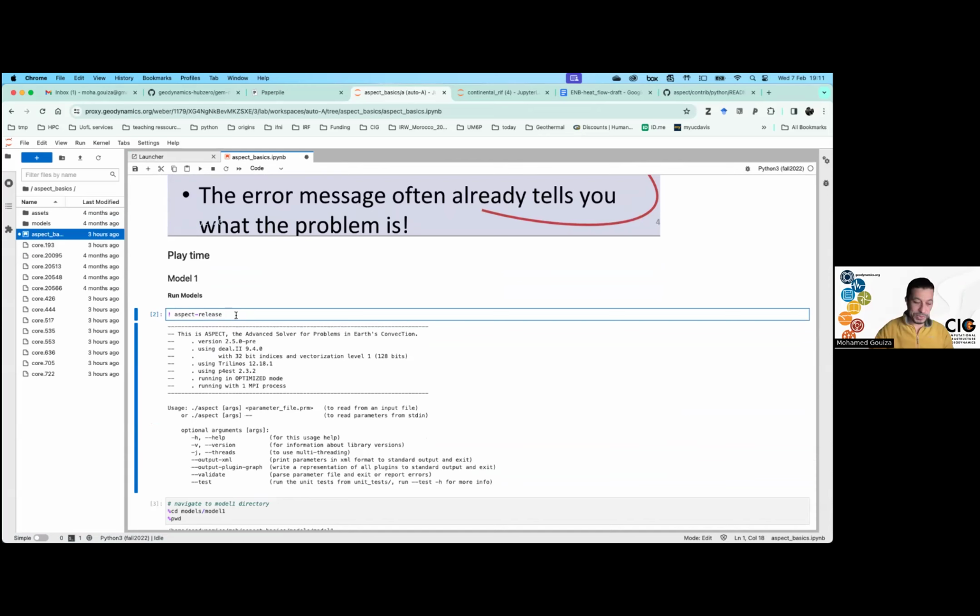Yeah, for some reason it actually removed some stuff that I did earlier. But anyway, you can run aspects from Jupyter Notebook. That's basically what I wanted to show.